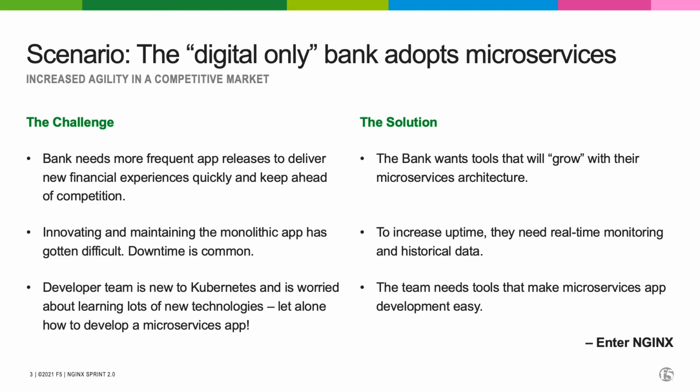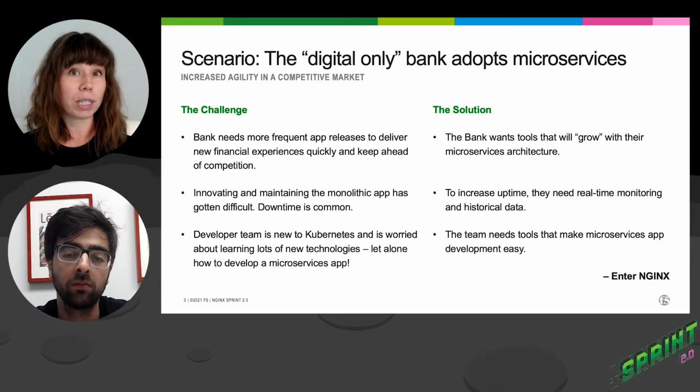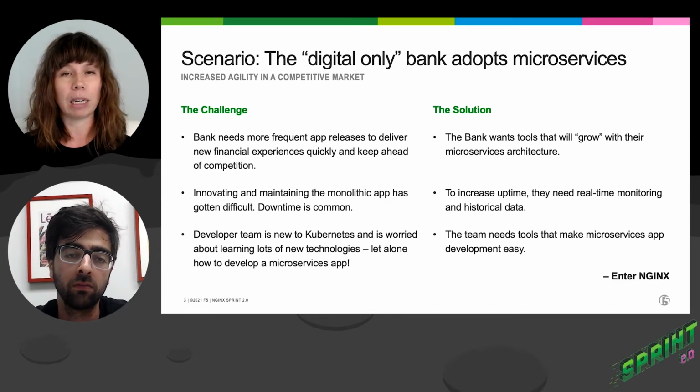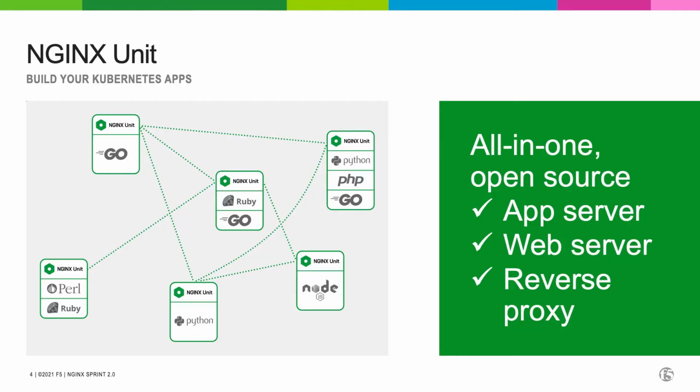They're going to be looking for something to help them increase uptime. And so a big part of that is real-time monitoring and historical data that can show you trends, spikes, et cetera, so you can be ready for problems. And then a tool or tools that makes microservices app development easy. And of course, enter NGINX. Okay, so the first product that we're going to be talking about and demoing today is NGINX Unit. It's an all-in-one open source tool that's an app server, web server, and reverse proxy.